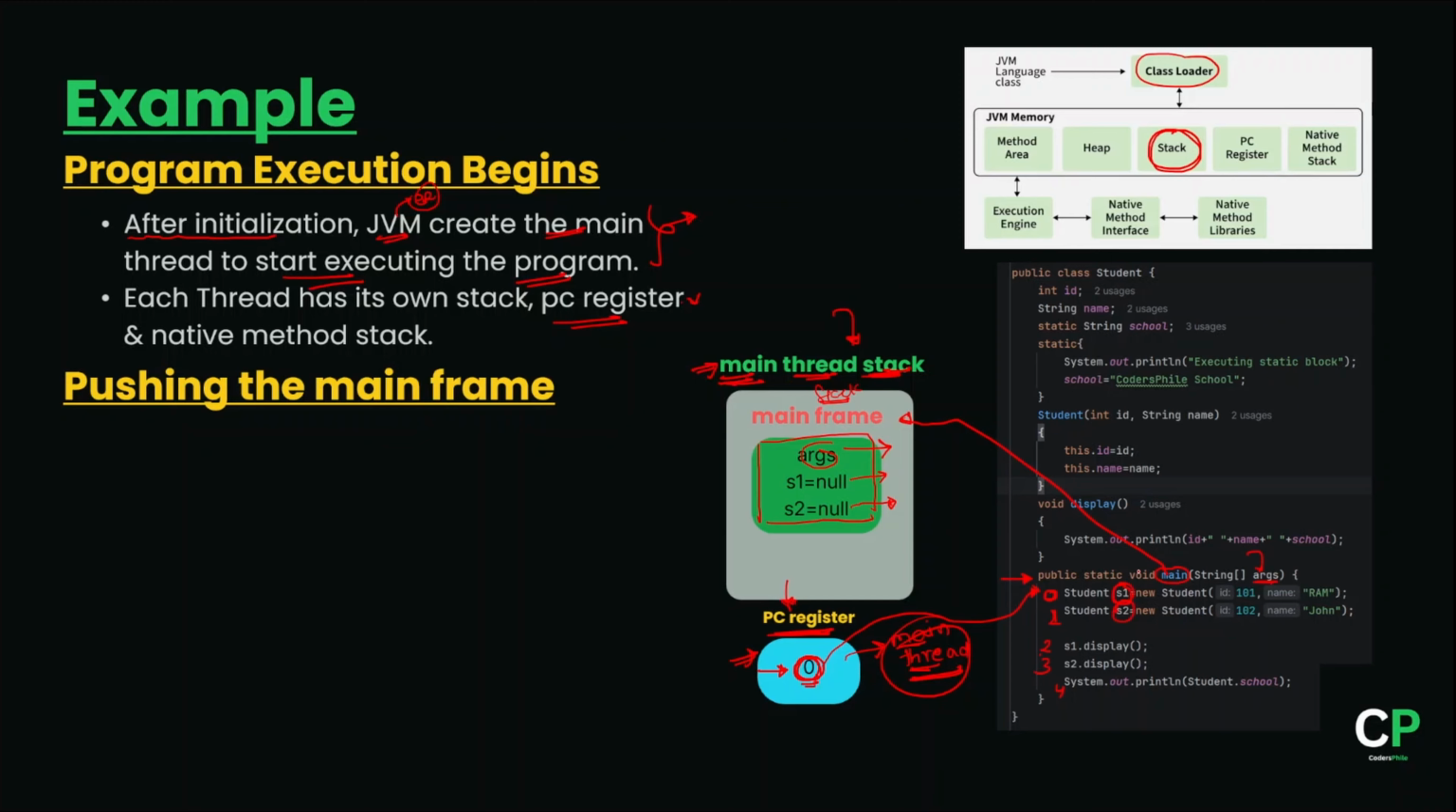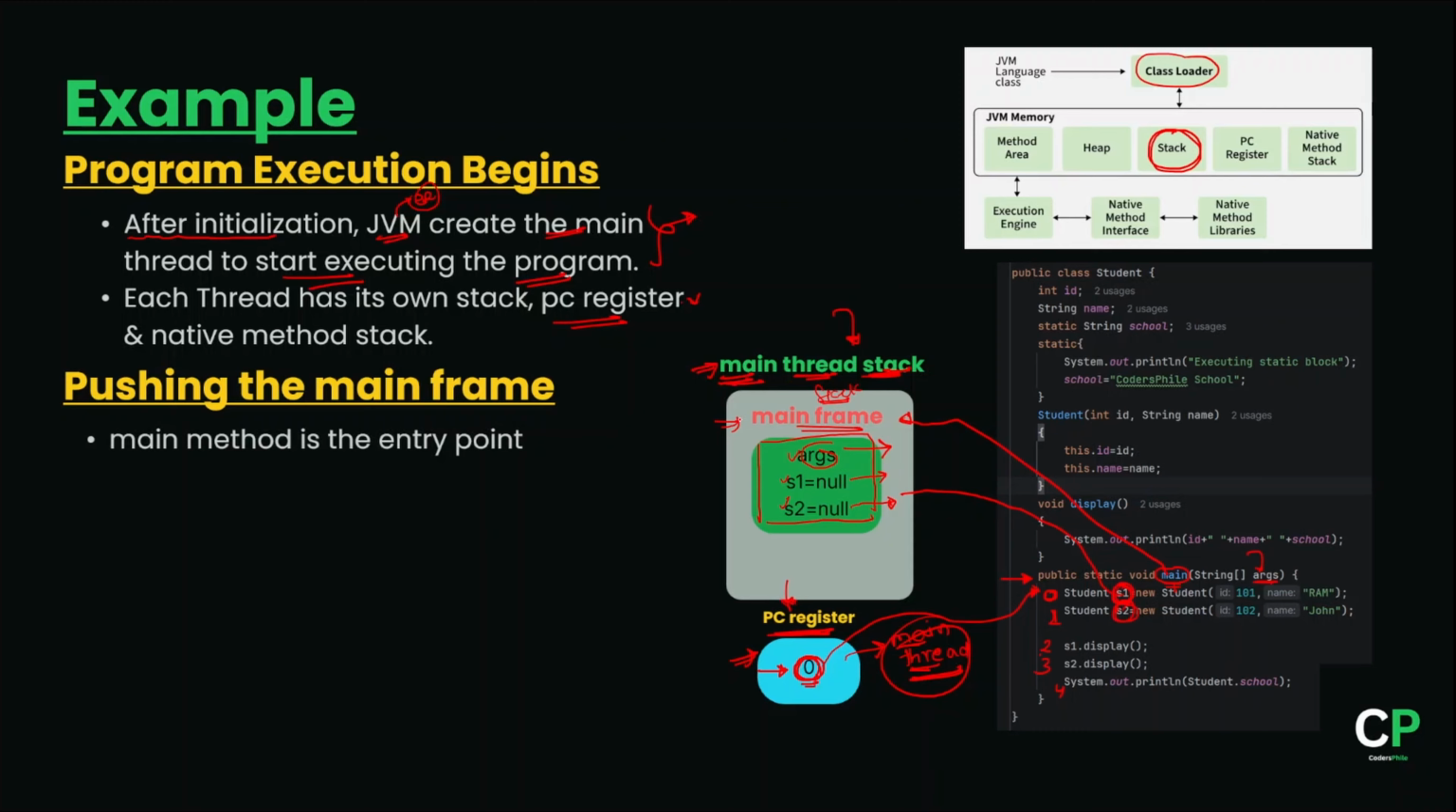What are local variables? A local variable is a variable that is declared inside some method. These variables s1 and s2 are defined inside the main method. That's why s1 and s2 are local variables that belong to the main method. So the main frame will contain the local variables and the arguments. The argument and s1 and s2 are stored in the main frame.